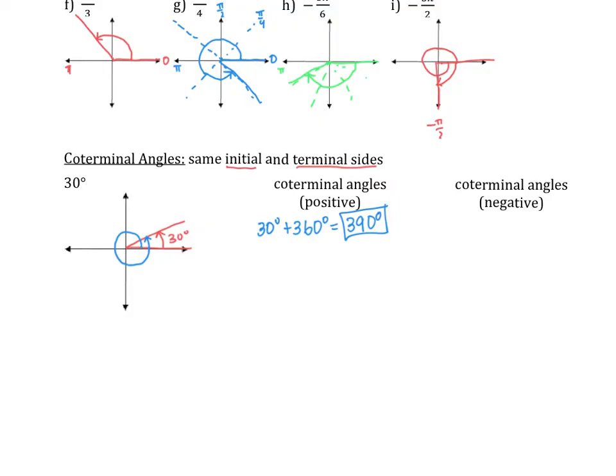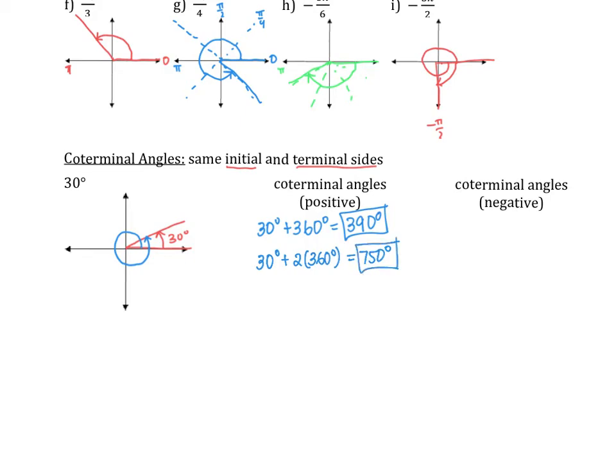Okay. If I wanted to find another positive coterminal angle, I could add 360 degrees as many times as I want. I could go around 20 times and then go 30 more degrees. So maybe if I wanted to go around 2 times, I could loop 2 times, 360 degrees, and then I could go 30 more. So 750 degrees would also be coterminal.